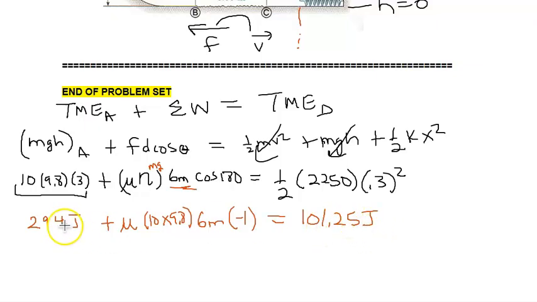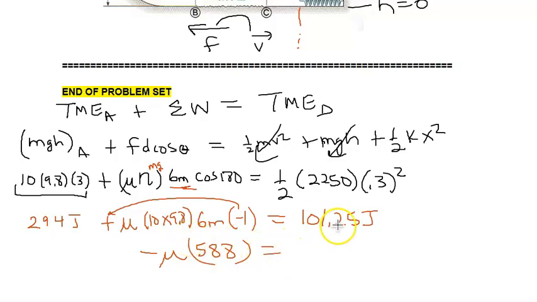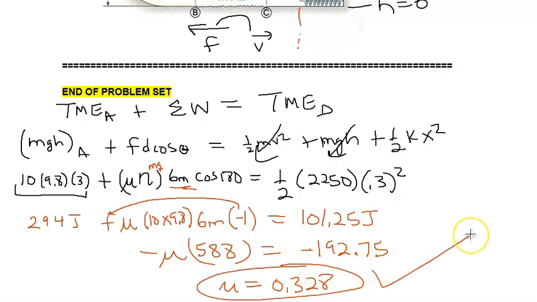Okay, and that makes sense because 101 is less than 294, because friction took some of that away. So this reduces to minus mu, there's your minus sign, times all of this is 588. And 101 minus 294 is apparently minus 192.75. Divide both sides by negative 588, and you get a mu of 0.328, and it is dimensionless. Check. Massively long problem set is done.